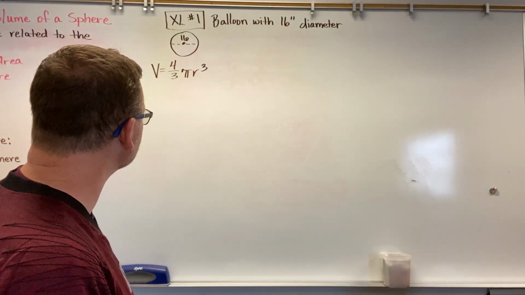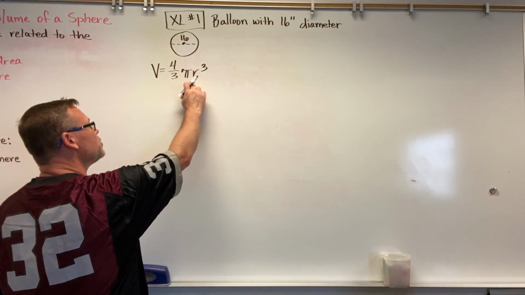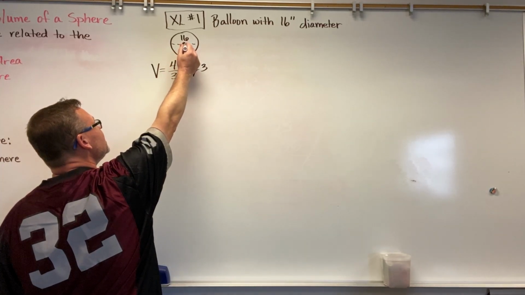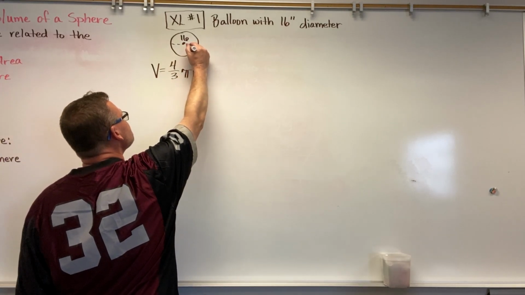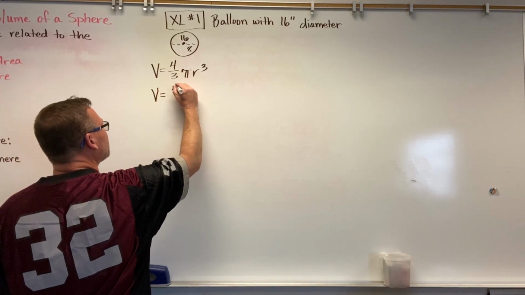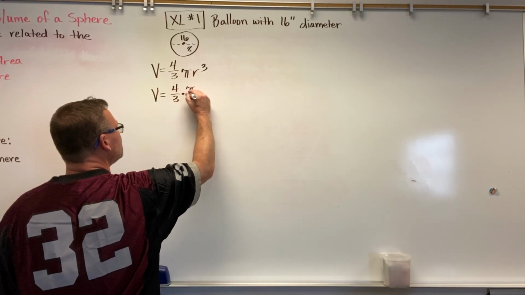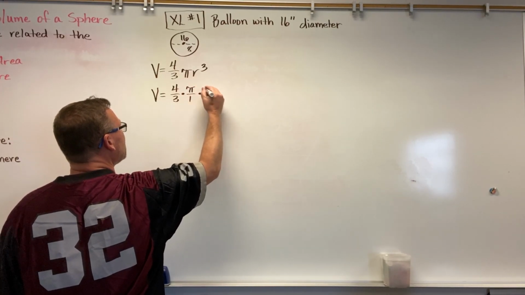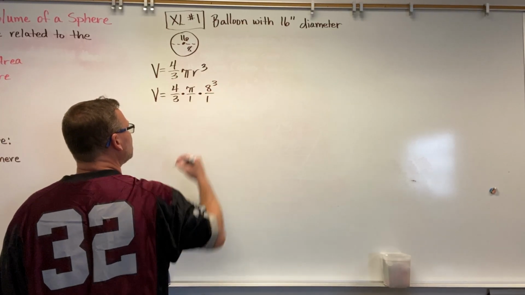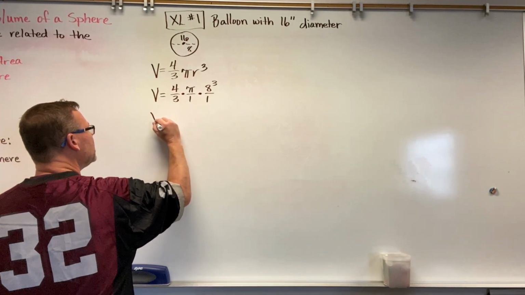Okay, so we have to realize a couple things. First of all, volume is 4/3 pi radius cubed, which we established over there. Remember, when they say it's a 16-inch diameter, that means the radius is actually 8. So when I rewrite this, the volume equals 4/3. Now I'm going to automatically put everything into fraction form. So the radius is 8, we're going to cube that, and we're going to put it over 1. Okay, guys?